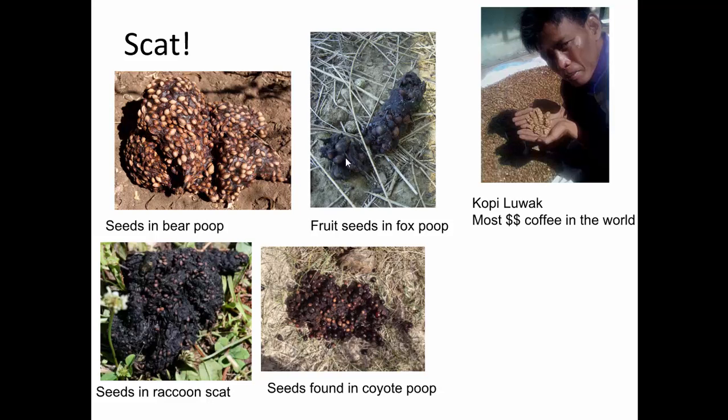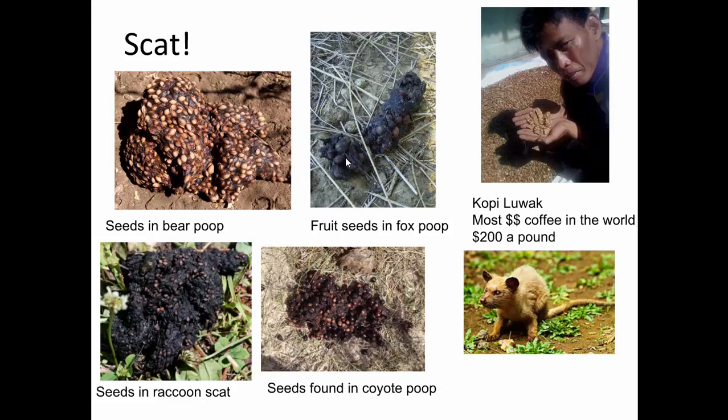It's about $200 a pound. It comes from a civet which eats the coffee berries, the fruits of a coffee tree, digests them, eventually poops them out. People gather up these seeds that have been through the digestive system of the civet, roast them, grind them into coffee, and I've never drunk it, but it's the most expensive coffee.